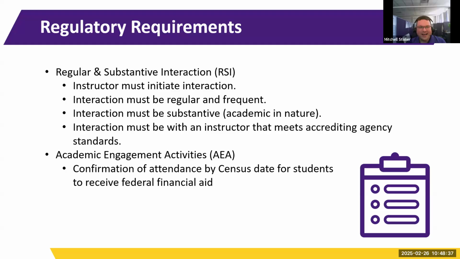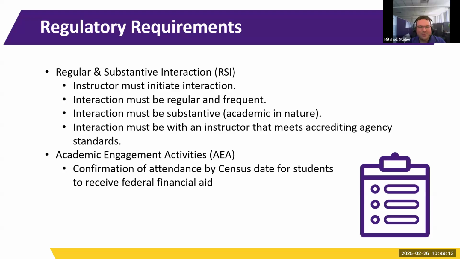There's also academic engagement activities. In this particular case, federal regulations require the confirmation of attendance in order for students to receive federal aid. The confirmation of attendance in online courses is achieved by students completing an activity in Moodle by the census date, which is the final date for adding courses for credit and making section changes. And if the activity's in a third-party publisher site, instructors are required to post that grade to Moodle within 48 hours of the census date.